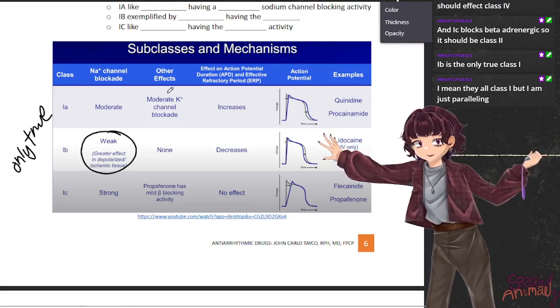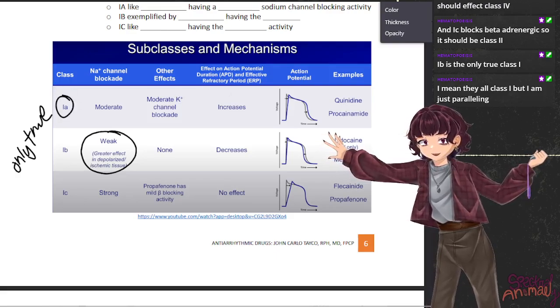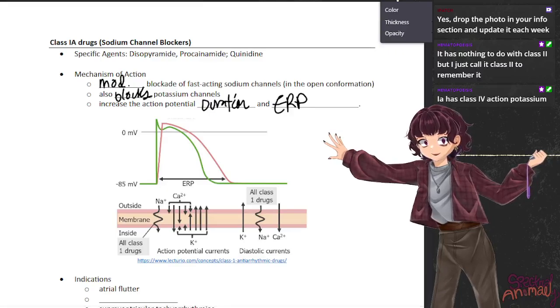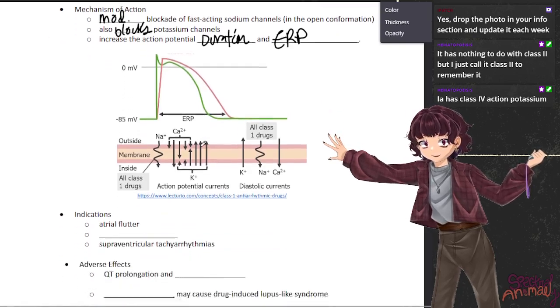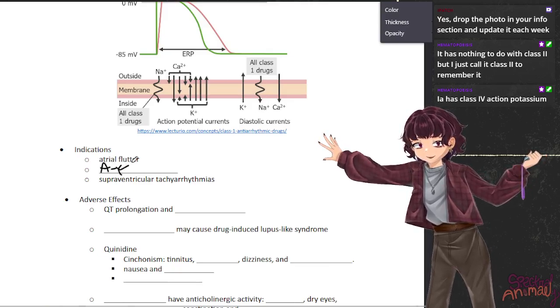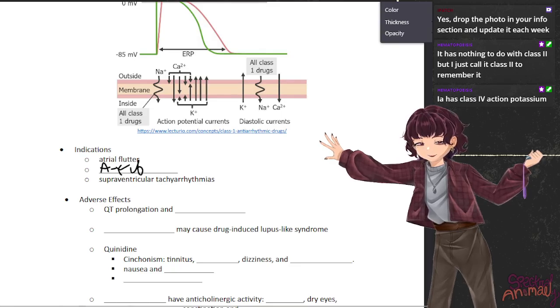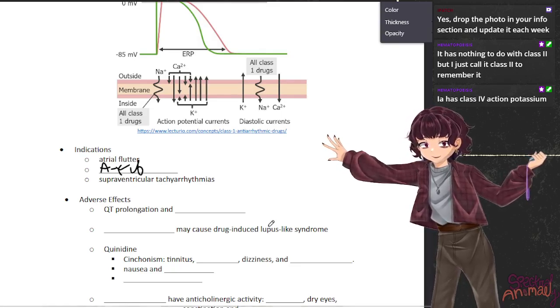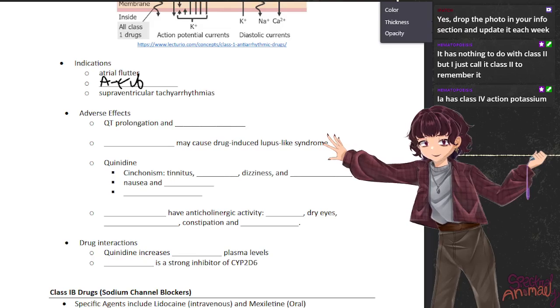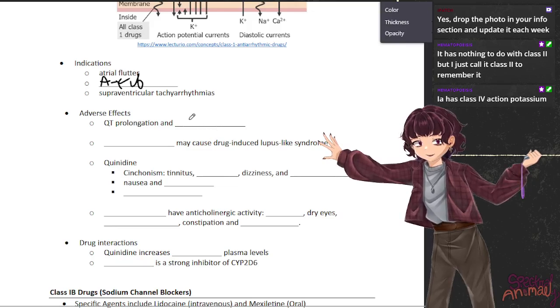But okay, so then other effects. So then 1A can also do what? 1A blocks potassium, so it also has class 3 action, potassium blockade. Indications are for atrial flutter, AFib, and SVT, supraventricular tachycardias. Adverse effects: obviously, all of these have QT prolongation and torsades due to potassium channel blockade.